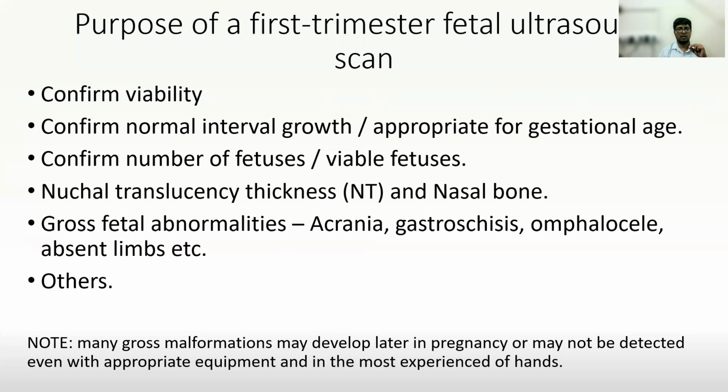As I told you, most of the organogenesis is complete by then. Other things like ductus venosus flow and tricuspid flow can also be assessed, which are markers for major anomalies and can guide the clinician and the couple on how to progress with the pregnancy. We should also note that many gross malformations may develop later in pregnancy, or sometimes may not even be detected, even with the most appropriate equipment and the most experienced hands.